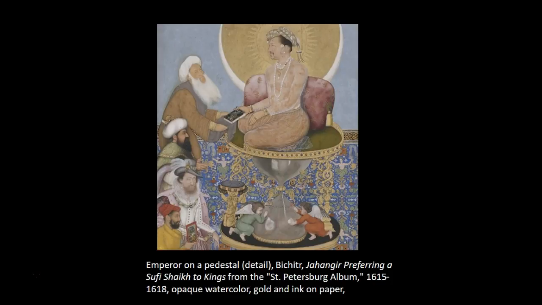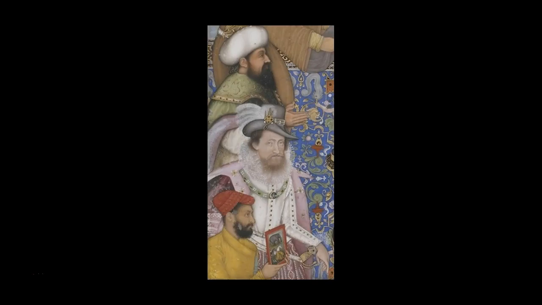Inscriptions in the cartouches on the top and bottom margins of the folio reiterate the fact that the emperor favors visitation with a holy man over an audience with kings. Below the sheikh, and thus second in the hierarchical order of importance, stands an Ottoman sultan.